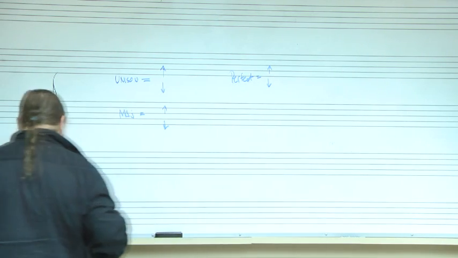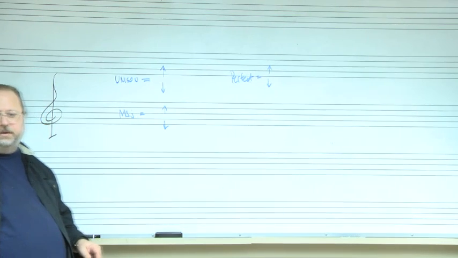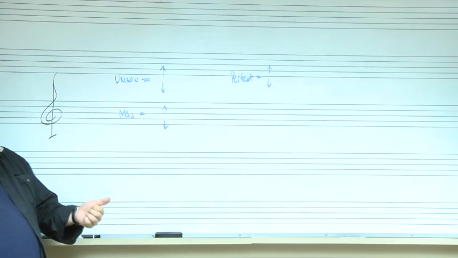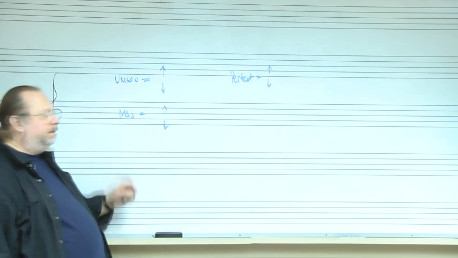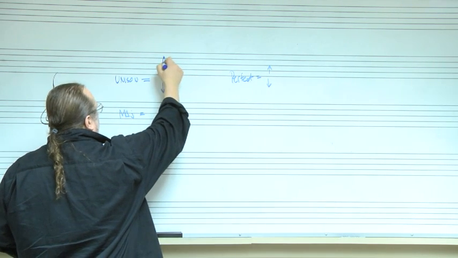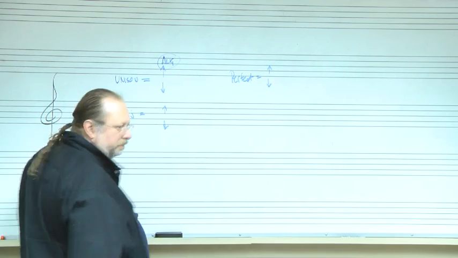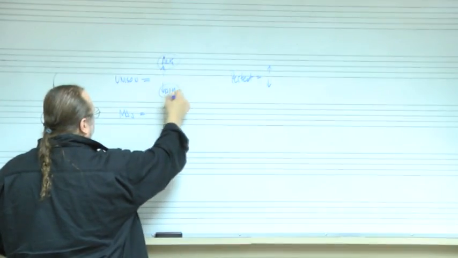Unison intervals, which would be C and C or an octave, right? Same notes. Up a half step, it's always called augmented. Down a half step is always called diminished. Oh, okay, let me write that.